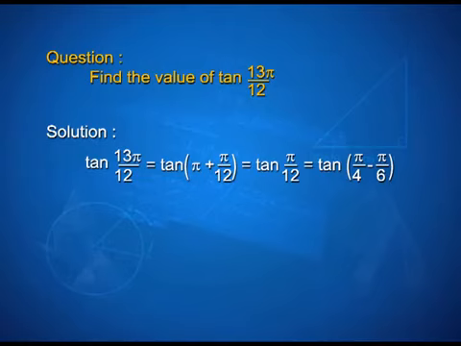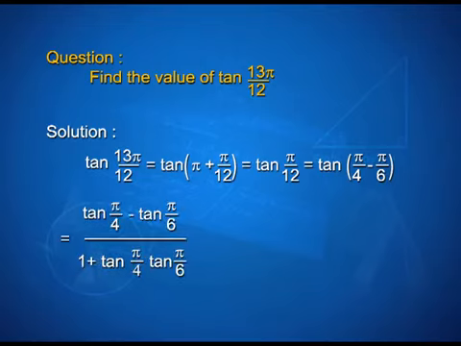What is tan of A minus B? It is tan A minus tan B upon 1 plus tan A into tan B. So, we could write this as tan pi upon 4 minus tan pi upon 6 divided by 1 plus tan pi upon 4 into tan pi upon 6.